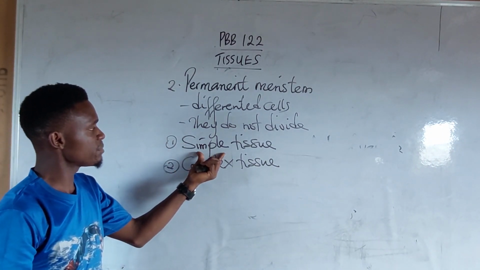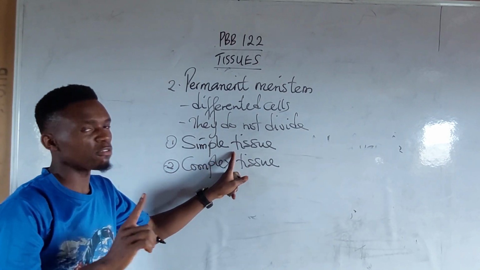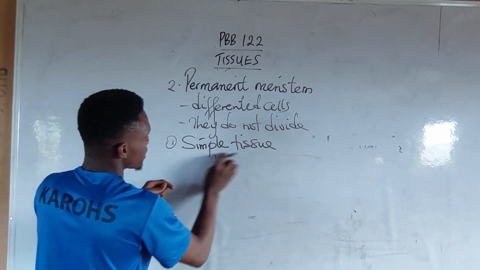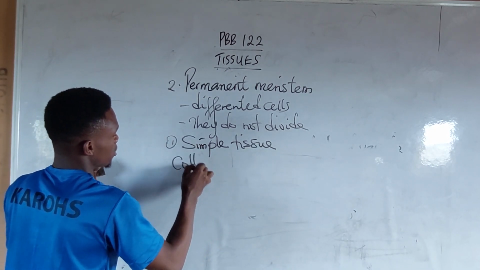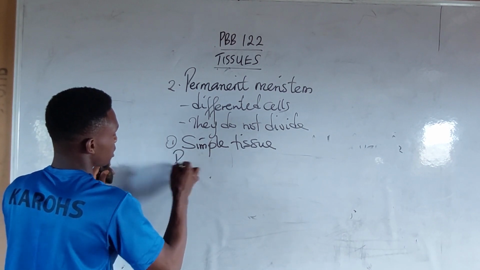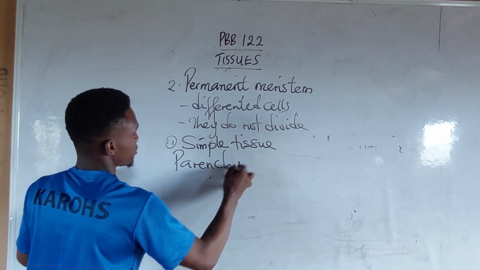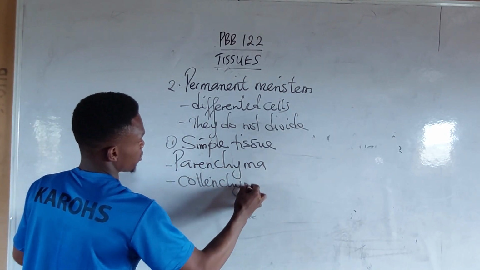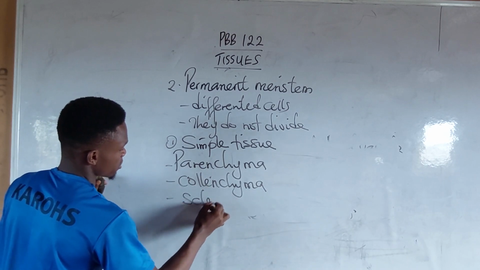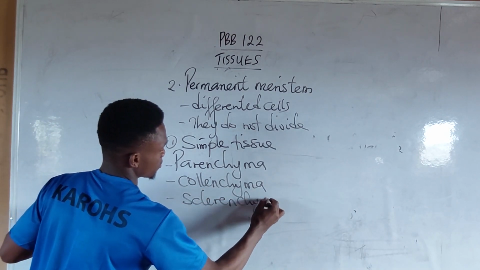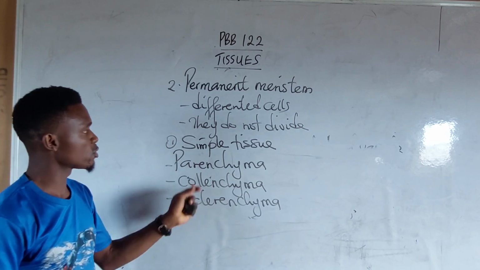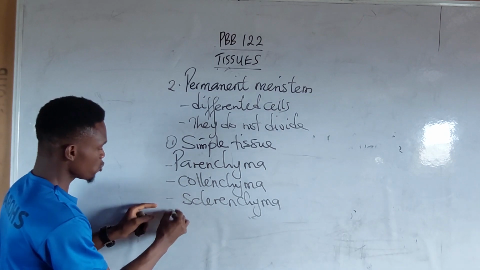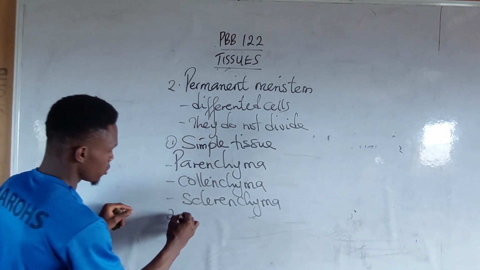Now the simple tissue is that type of tissue that is made up of one kind of cell. Examples of simple tissue are parenchyma, collenchyma, and what? Sclerenchyma. So all of these are examples of simple tissue, because they have just one kind of cell. Now number two, we have complex tissue.